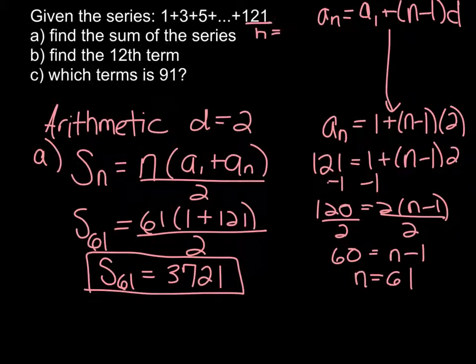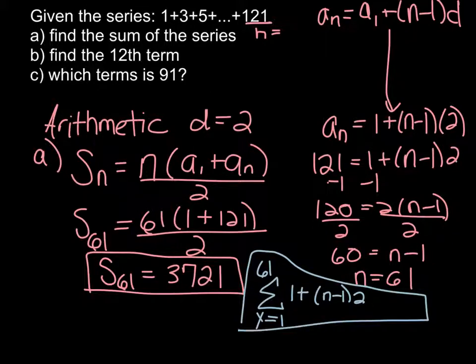Now another option of doing this once I find the explicit formula is I can just write it as a summation. So that would be the summation from when x equals 1 all the way up to when x equals 61, and then the arithmetic sequence in explicit form goes next to it. You would type this in the calculator and you'd still get 3,721.